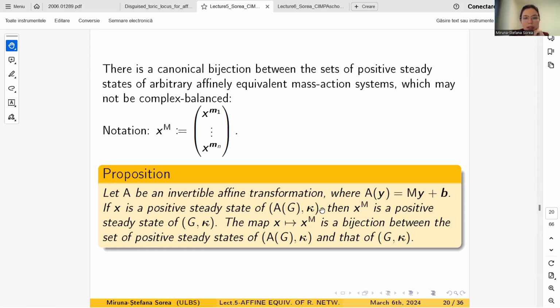we prove that the value x to the power m, where we have this notation, is a positive steady state of the network here. Here we just took the opposite direction. Sorry, we start with the positive steady state of this, otherwise we would have taken the inverse. Its pre-image is a positive steady state of the original. So this is the bijection that I was talking about between the positive steady states.